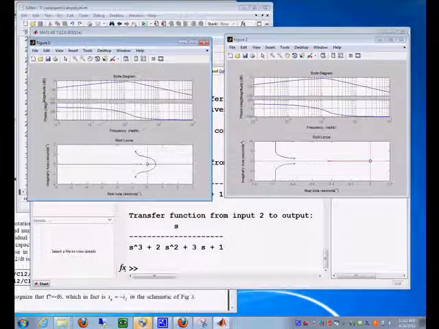Like I said, this is the root locus. Don't do anything with this yet. We will talk about it on another opportunity. But right now I want to concentrate on the fact that given the transfer function, I was able to obtain the Bode plot for the magnitude and the phase on both of those transfer functions.